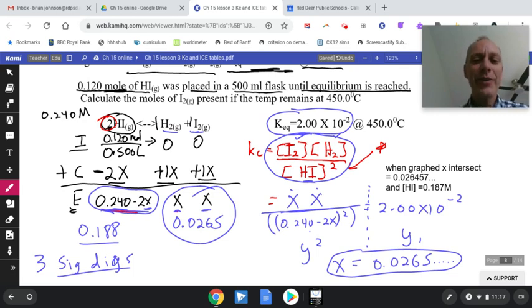Okay, so that's how you use an ICE table with equilibrium expressions. We're going to do 3 more examples, and that's why I said today's lesson is a long one. There's lots of little twists and curveballs we can do with these things to make them a little more challenging. So it's not just blindly repeating the same pattern every time. Okay, let's rock and roll.